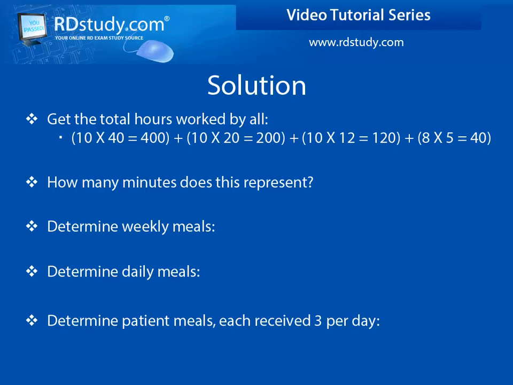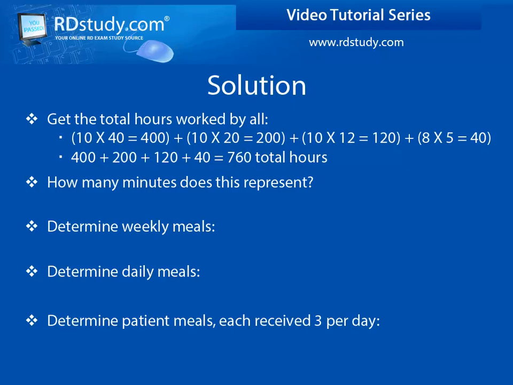Unless stated otherwise, full-time will be 40 hours, so 10 employees work 40 hours, added to the 10 that work 20 hours, plus 10 that work 12 hours, and plus 8 that work 5 hours each per week. Calculated, we get total hours equaling 760.